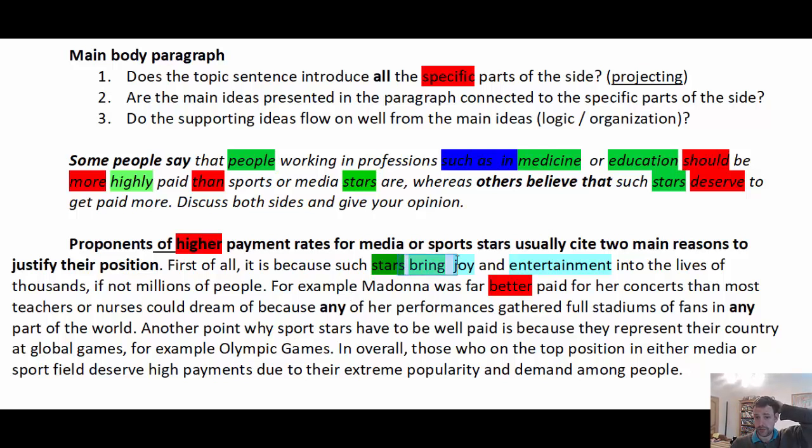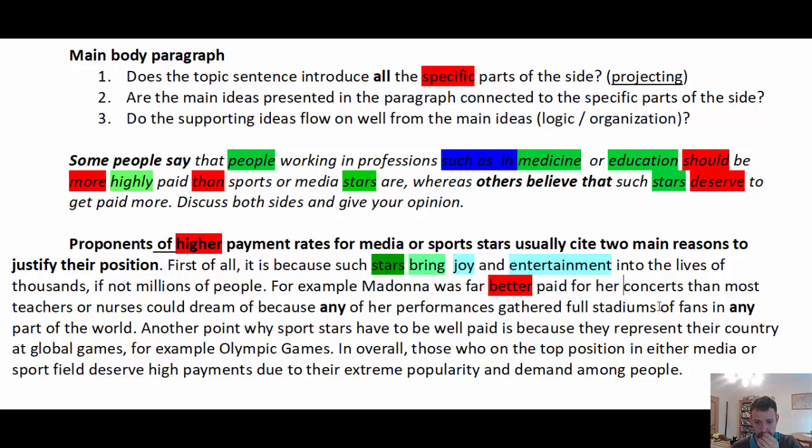Okay, so this is a very good supporting argument. The main idea was bring joy and entertainment into the lives of thousands, if not millions. So the example, we've got full stadiums, that's thousands. Any part of the world, that's millions. Yeah? And then the idea is she's far better paid. So they're joining the fact that they bring this joy and entertainment. The only thing is we have here joy and entertainment in that sentence. Was far better paid for her concerts than most.